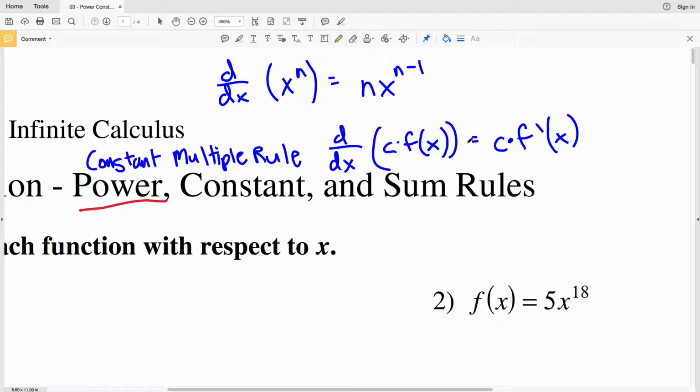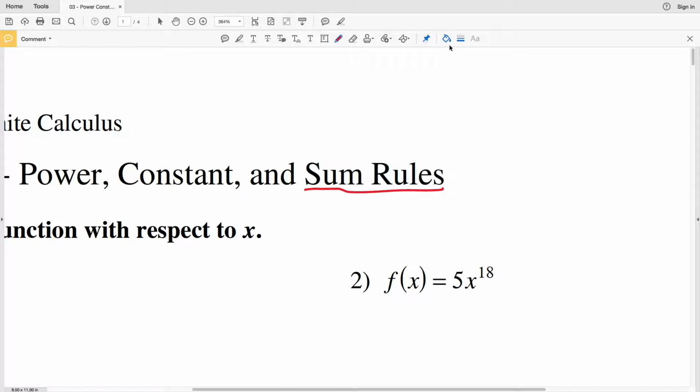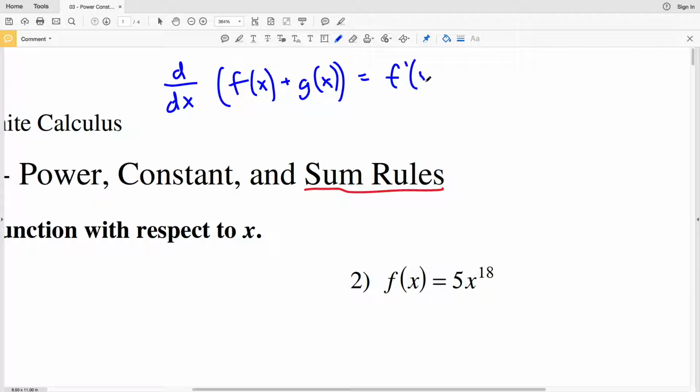Now, onto the sum rule. The sum rule says that if we're taking the derivative of some function f of x plus some other function g of x, if we're taking the derivative of the sum of those, then we can write that as the derivative of f of x plus the derivative of g of x. So we can take the derivative of those terms separately.